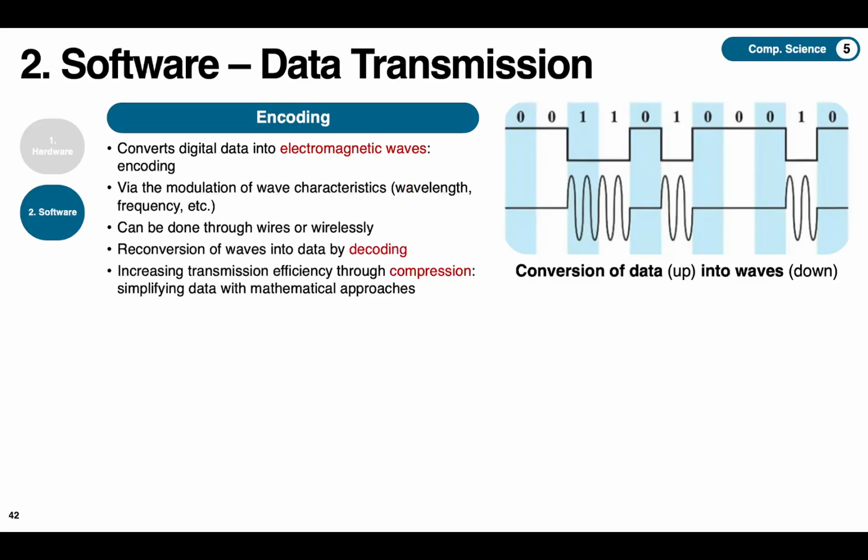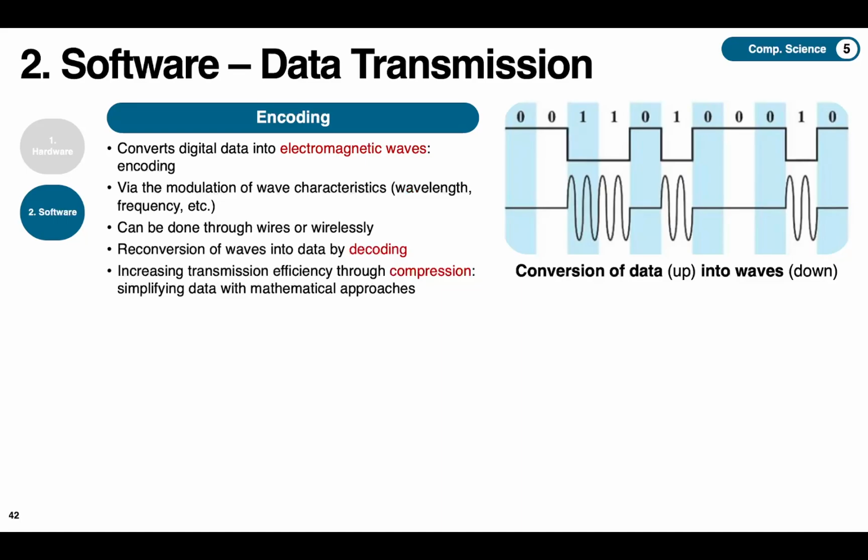This process, moving from information to electromagnetic waves, is called encoding. Then this electromagnetic wave will be sent through wires or wirelessly, etc., and received by antennae on the other side. Then it will have to be translated back into data, and that we call decoding.